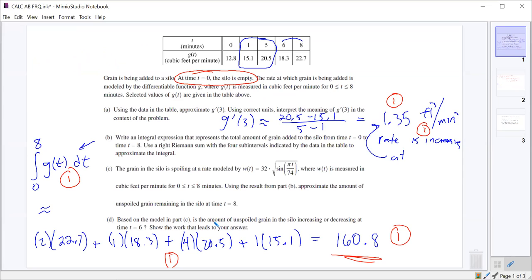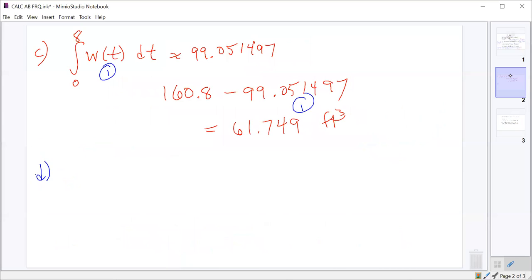So we want to know, is the amount of unspoiled grain in the silo increasing or decreasing at t equals 6? So how do we figure out if the amount of unspoiled grain is increasing or decreasing, given these two different rates that we've got? Yeah, we need to see if the value of g of 6 or the value of w of 6 is greater. Right, so we could look at g of 6 minus w of 6. If that was a positive value, then it would be increasing. If that's a negative value, then that would be decreasing. Right?